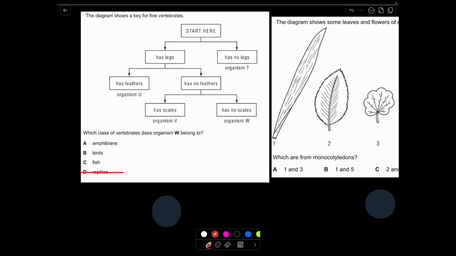And it can't be a fish. Now it has no feathers, so it's not a bird, it has to be an amphibian. Okay, guys, so this is called the elimination method. You want to be using this.